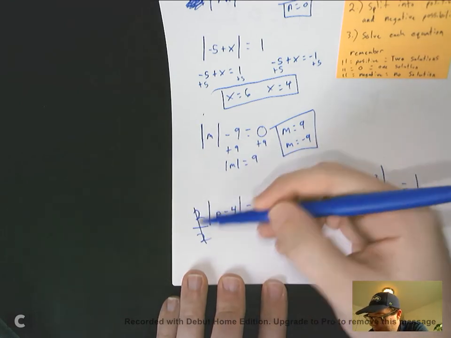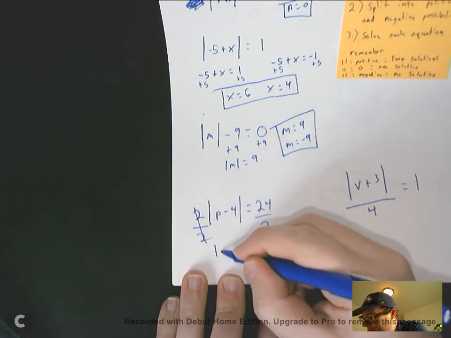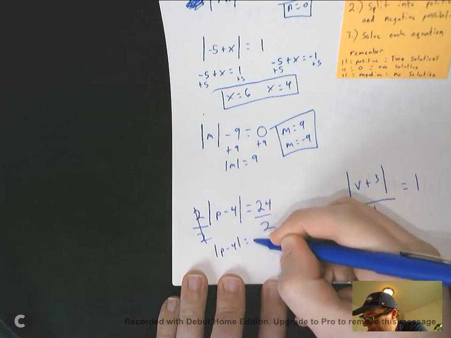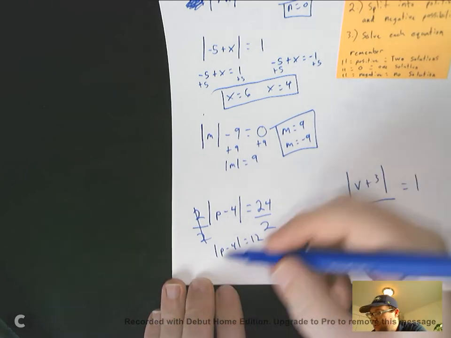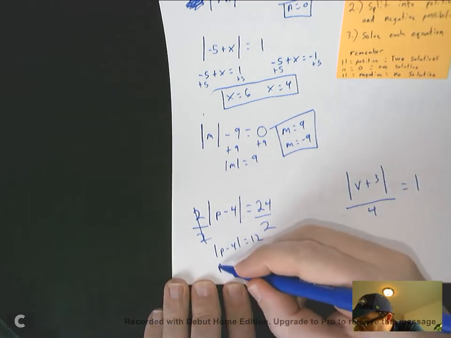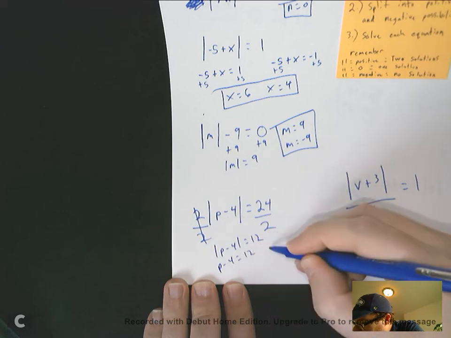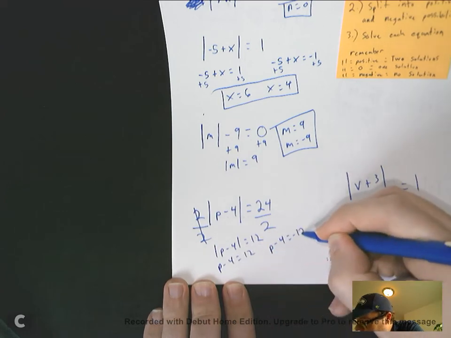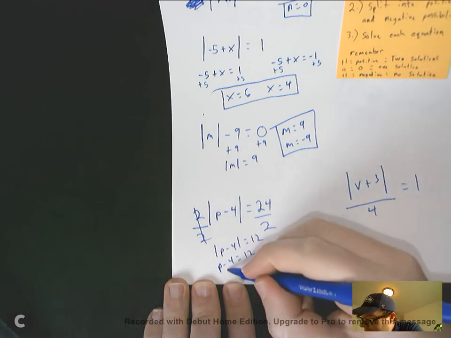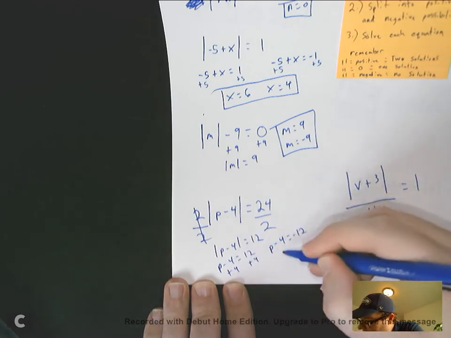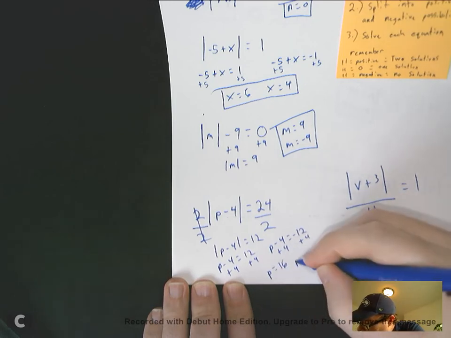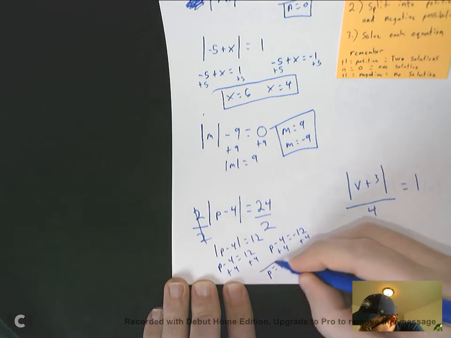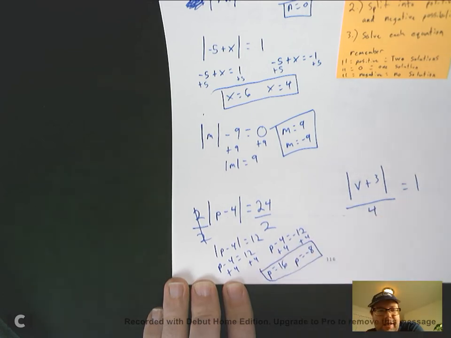That cancels out the 2 here, and you're left with the absolute value of p minus 4 is equal to 12. Now is the absolute value all by itself? Yeah, there's nothing on that side, so this is where I split it into 2 equations. P minus 4 could equal positive 12, or p minus 4 could equal negative 12. And then to solve for p, I just have to add the 4 to each side. And I'm going to get p is equal to 16, or p is equal to -8. And that would be your 2 possible answers. Okay, not too tough, right?